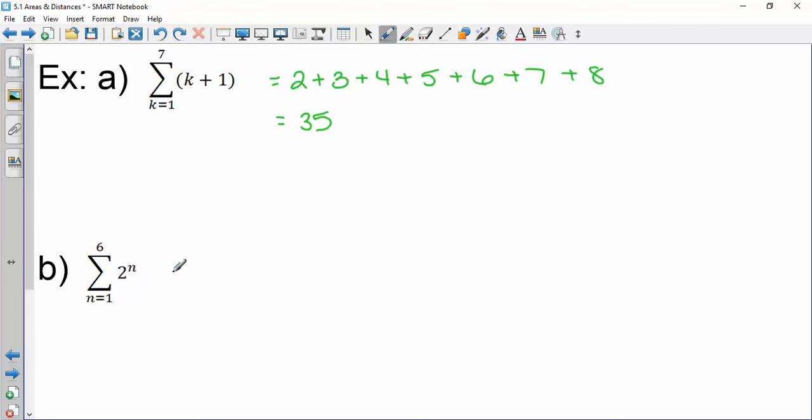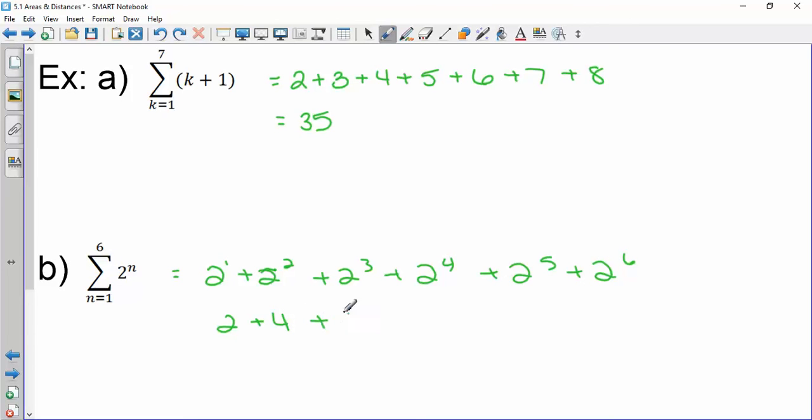What does B look like in expanded notation? What would be my first number? 2. And then we would have 4. I don't care if you want to write 2 to the first, 2 to the second, or if you want to write 2 plus 4 plus 8, it does not matter at all to me. So you just have to have it in some form, whichever way you choose. And what does that add up to? 128, or no, 126?